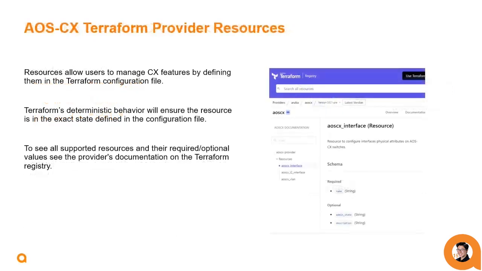Now that we've defined our switch, it's time to define the resources we want Terraform to configure and manage. Each resource correlates to a CX-specific feature on the switch, such as interfaces or VLANs. Remember, Terraform's behavior is deterministic, which means its execution is predictable and will ensure the end device will be in the exact state defined in the configuration file. To see all supported resources and the required and optional values, see the AOS-CX provider's documentation on the Terraform Registry.